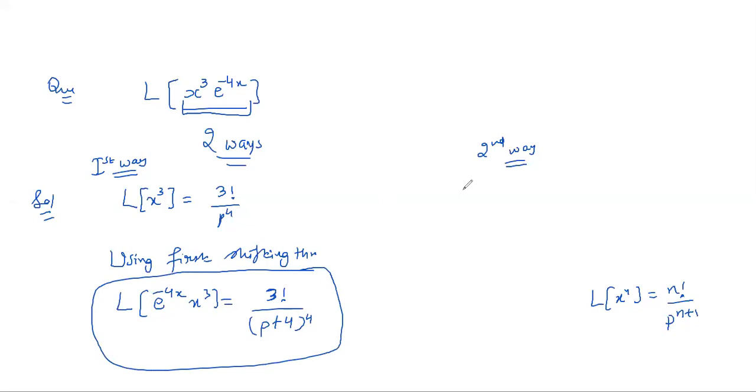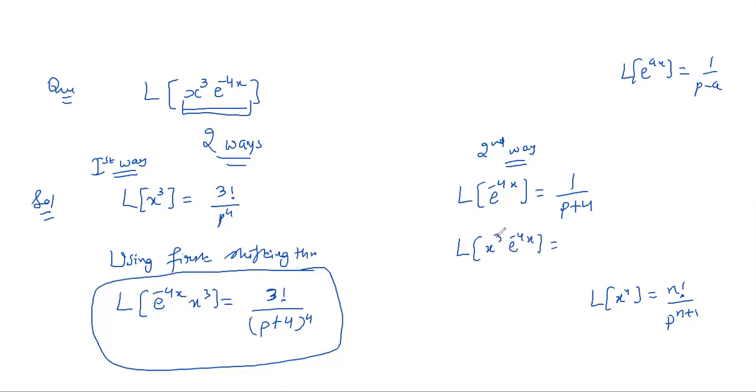And using the second method, you will first find e raised to power minus 4x. What is Laplace transform of e raised to power minus 4x? It is 1 over p plus 4, because we know that definition: Laplace transform of e raised to power ax is 1 over p minus a. Now you will be multiplying with x cube, so you will be using property number 2. That means what happens when you multiply with x raised to power n. In that case, you write minus 1 raised to power 3, times the third derivative of 1 over p plus 4. So you differentiate 1 over p plus 4 three times and then multiply with minus 1 cubed.